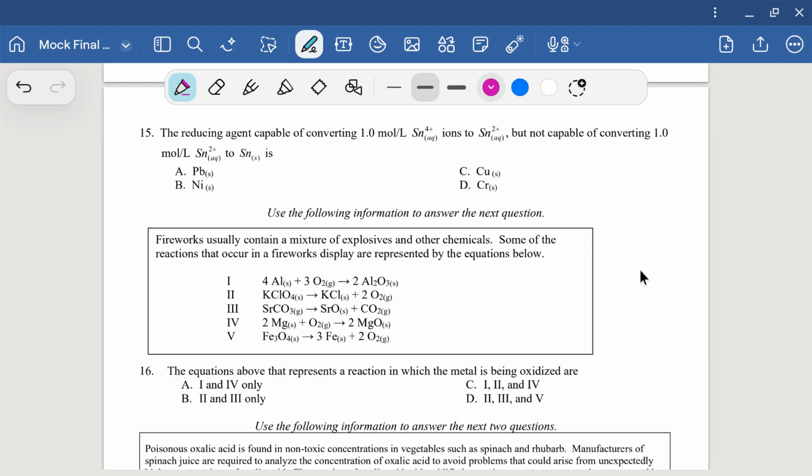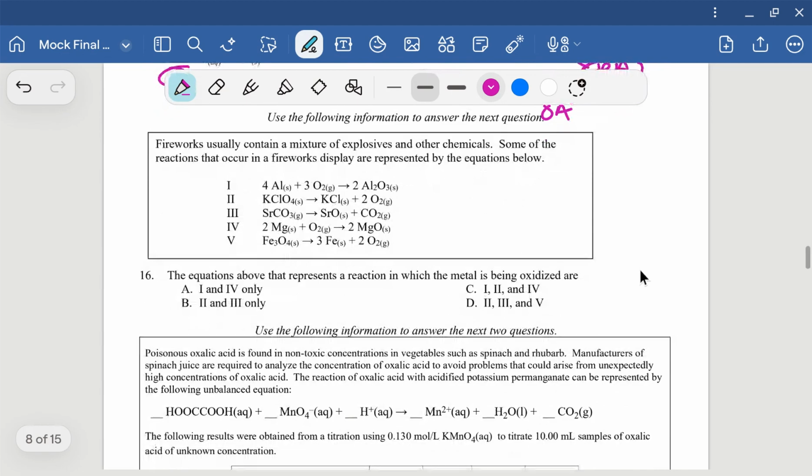Okay, looking at this next one here about the reducing agent able to reduce tin 4 to tin 2, but can't convert tin 2 to tin. So here you are looking at just placement. If you're able to convert here and we have an OA and an RA, but can't convert the other one, you are looking for an RA in the middle of these two. So the only one that works out here is lead. So you're just looking at page 7 of your data booklet.